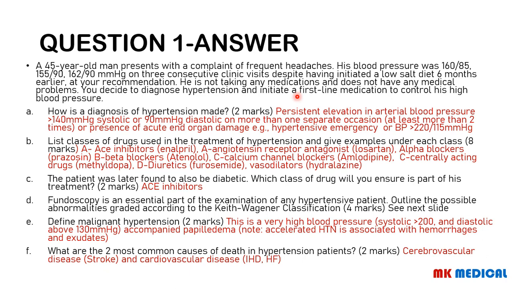Then list classes of drugs used in the treatment of hypertension and give examples under each class. So you have the commonly used drugs, which are the ACE inhibitors, your angiotensin converting enzyme inhibitors like enalapril, captopril. You have alternatives, which are your angiotensin receptor blockers or receptor antagonists such as losartan. You have your alpha blockers like prazosin. You have your beta blockers like atenolol. You have even labetalol.